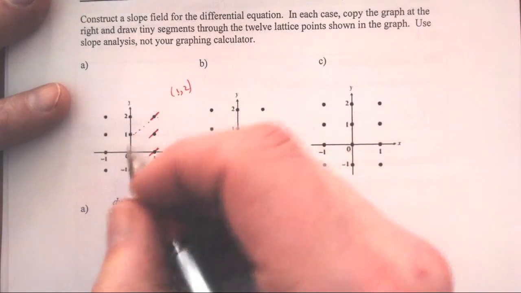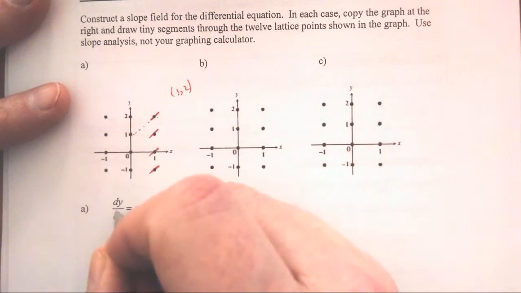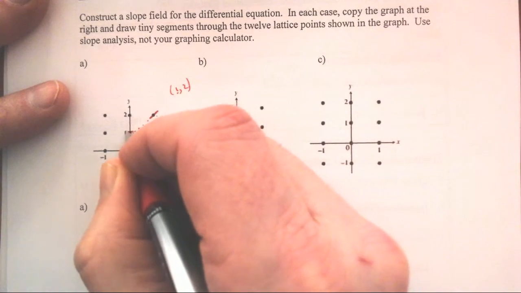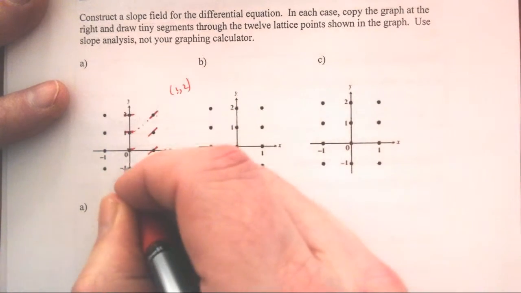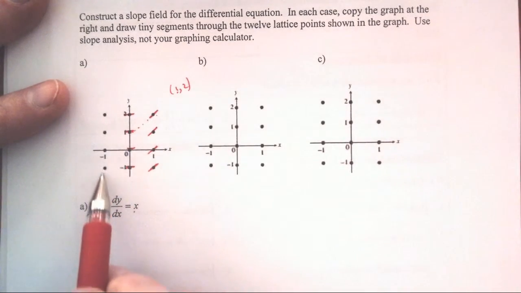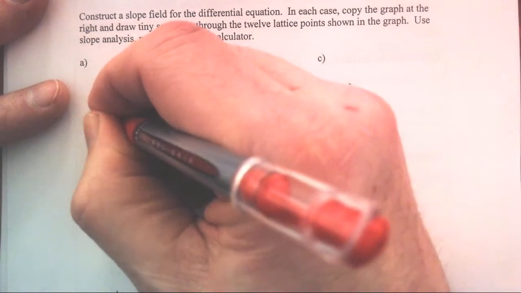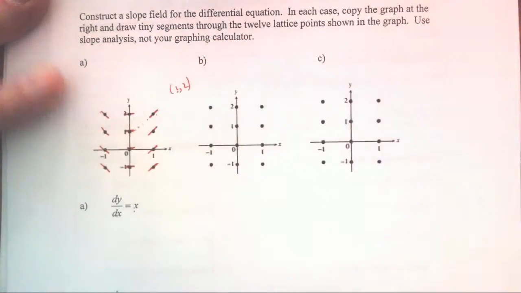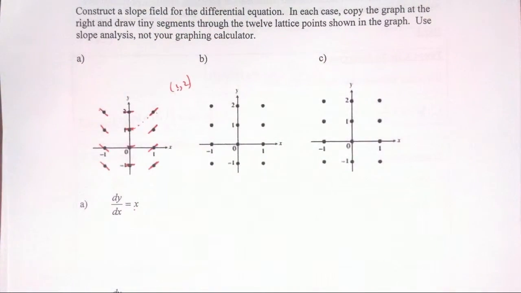Now at 0, 0, x is 0, slope 0. X is 0 here, slope 0, and so on. And all of these points contain an x value of negative 1, so they all have slope negative 1, and we just try to draw that as accurately as we can.